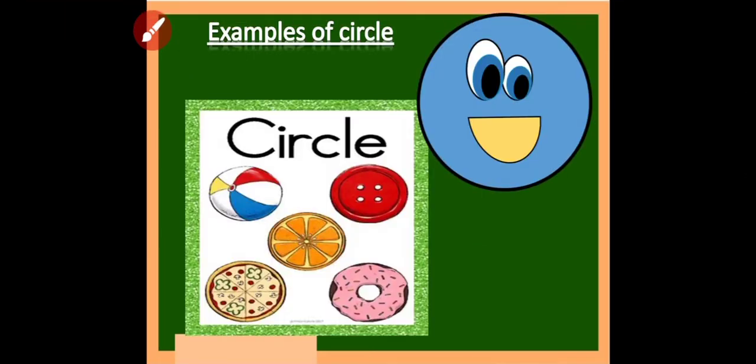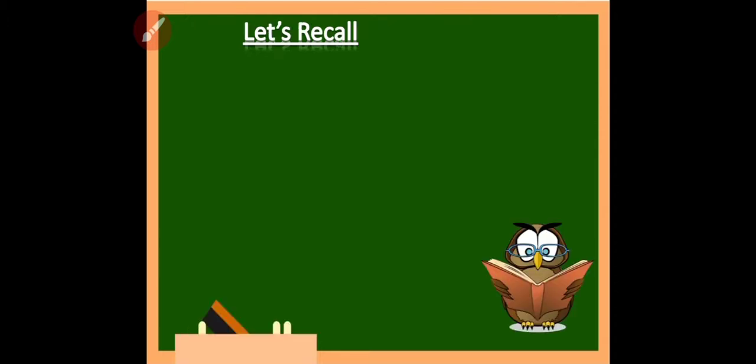Now a few examples of circle. See, what are the examples of circle? Okay, the picture of a football looks like a circle. Then your sliced lemon is also looking like a circle. Then your buttons, your favorite donuts, even your pizza, the pizza is also of round shape or circular shape. Okay, these are few examples of circle, and many more you can find out at your home.